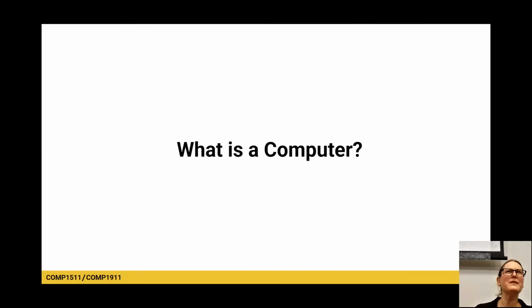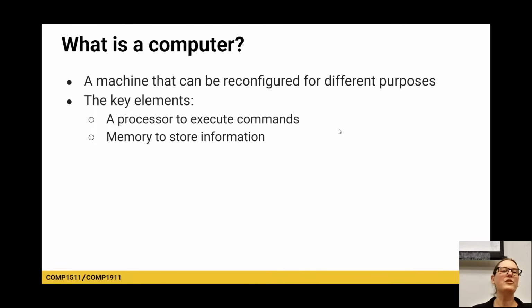So there's lots of ways we can think about a computer. There's general purpose computers like a laptop, and then there's the computer in your microwave oven. We're more focusing on general purpose computers in this course. It's a machine that can be reconfigured for different purposes, so we can have software that makes computers do completely different things. But the key elements are a processor to execute commands and memory to store information. And we'll talk more about those two things as we start programming.